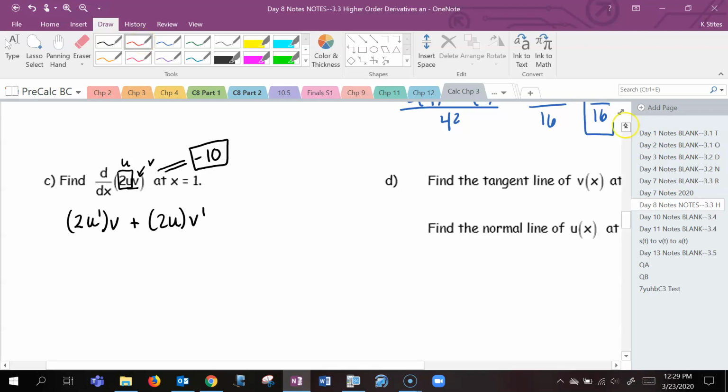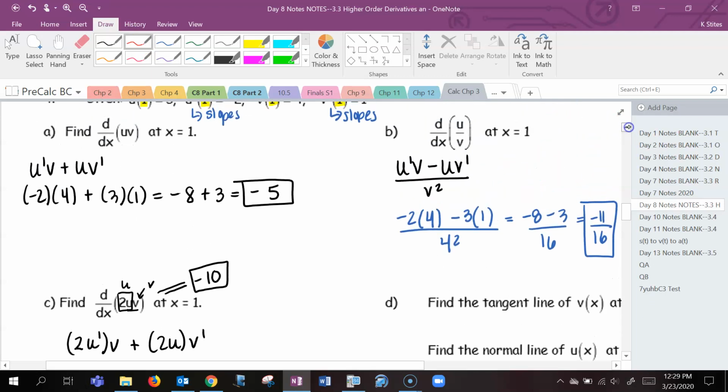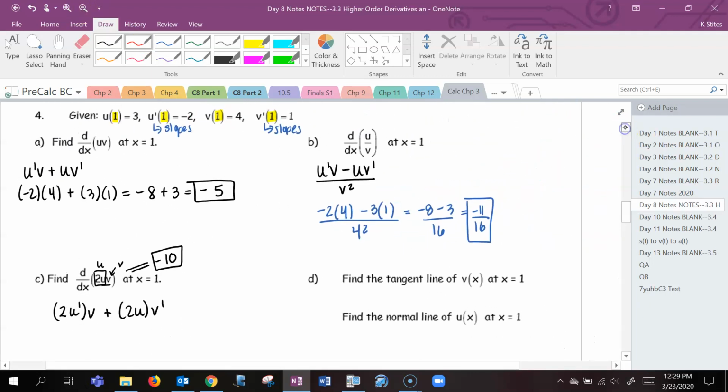Oh, I gotta go up so I can see what all these are. So 2u prime is -2 times v is 4 plus 2 times u times v prime is 1. So if you notice, that's -4 times 4, -16 plus 2 times 3 is 6, which also gives you that negative 10.